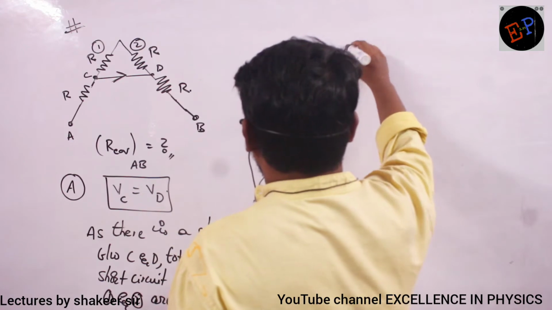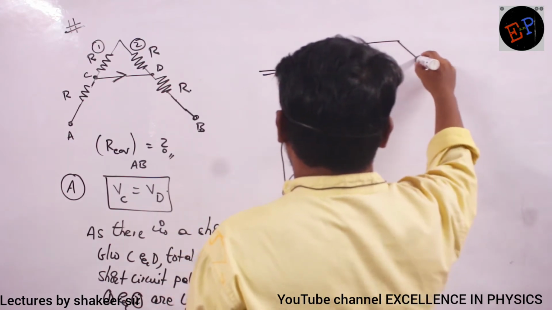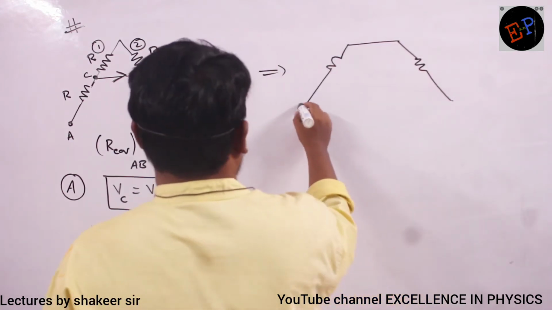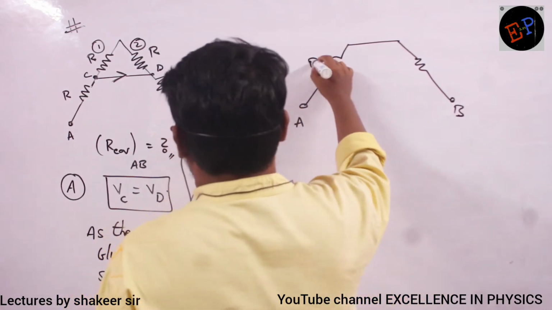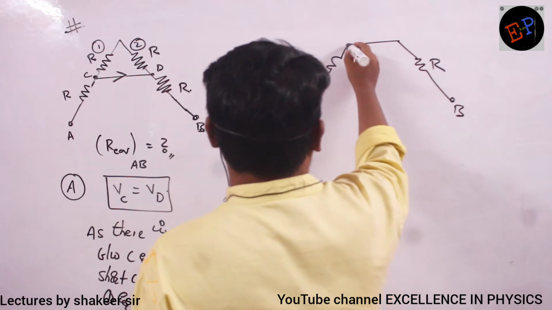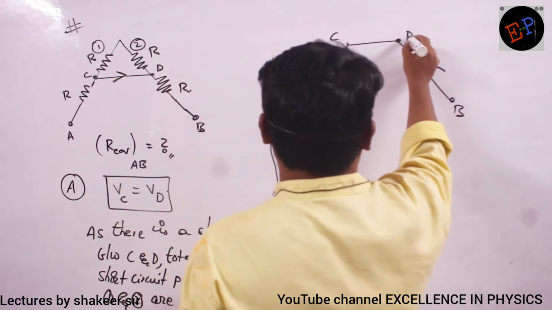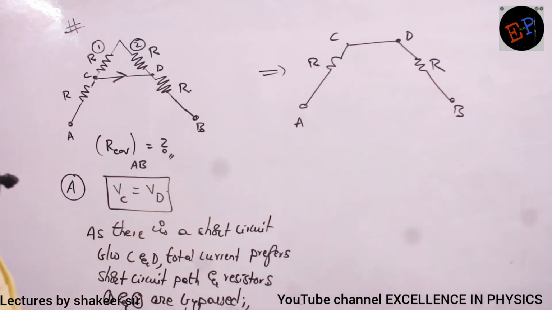Equivalent circuit is like this. This is my equivalent circuit. Clear, no? This is terminal A and this is terminal B. So this is resistance R, this is also resistance R, this is point C and this is point D. Okay. Now can you say what is the equivalent circuit?